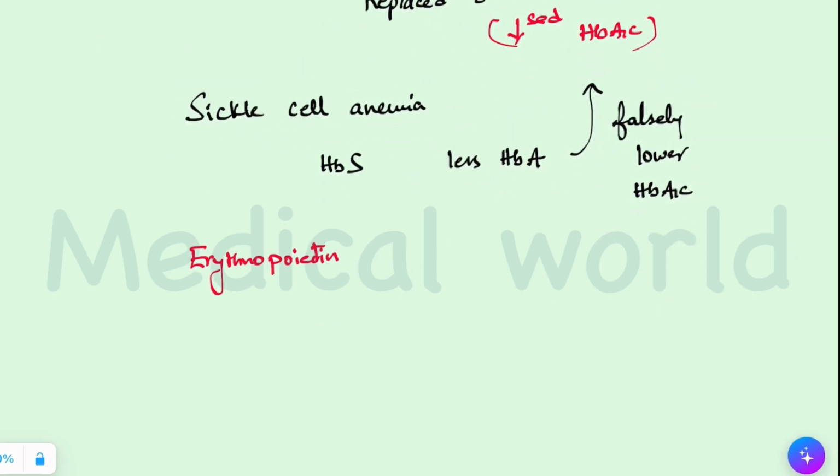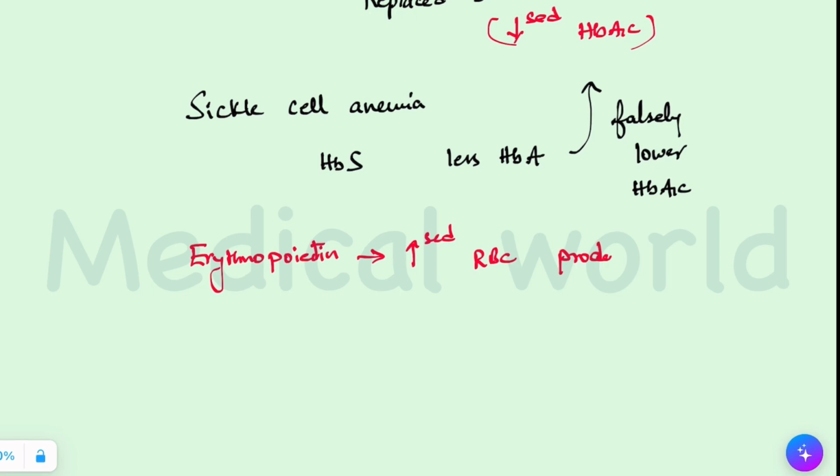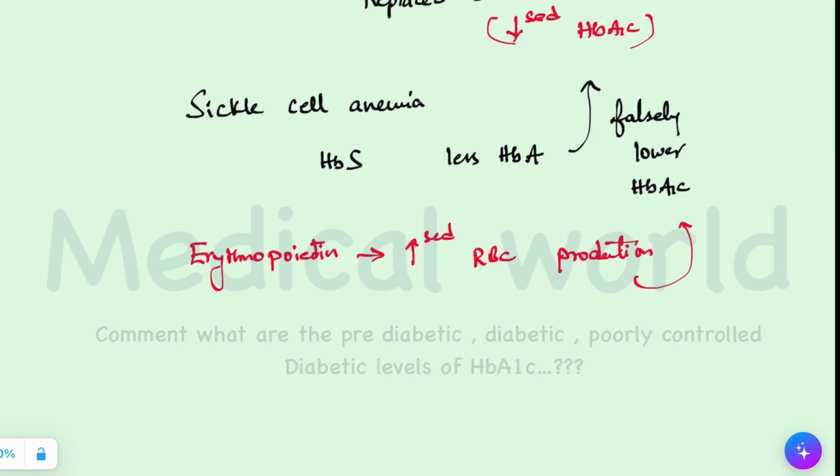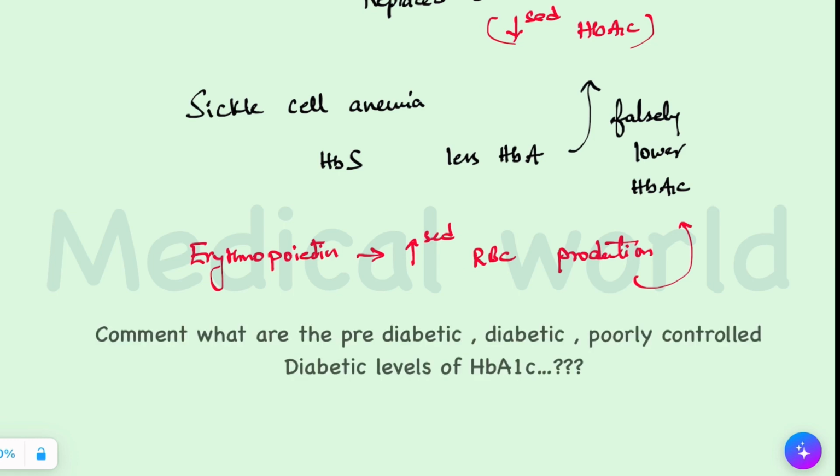And also in patients who are receiving erythropoietin injections or supplements, they have increased RBC production. There also, similarly, new RBC erythrocytes will be there. That's why false HbA1c levels will be seen there also. So we cannot rely on HbA1c to diagnose diabetes or to assess the last 3 months blood sugar average in these patients.